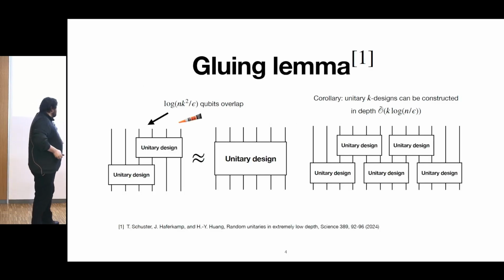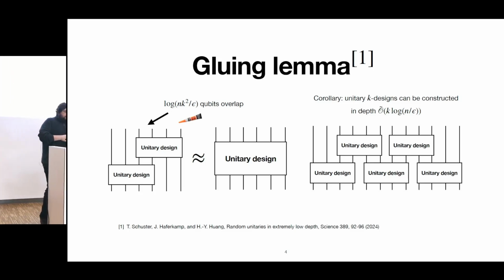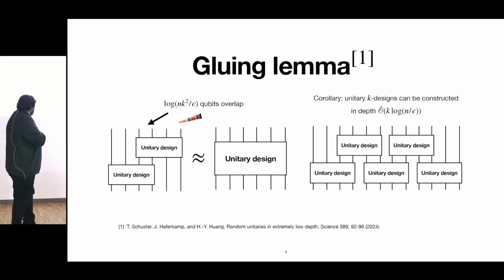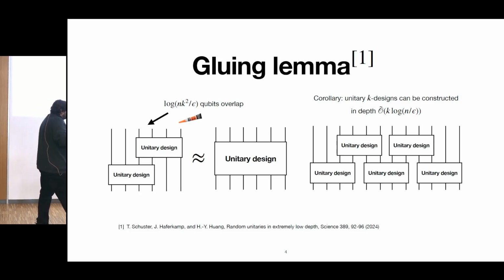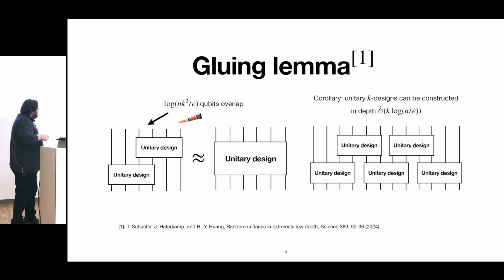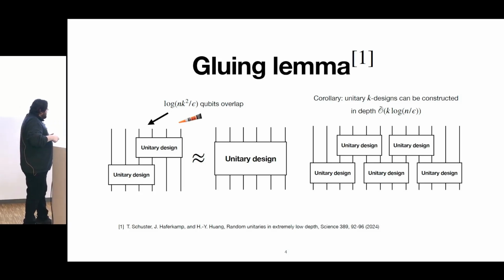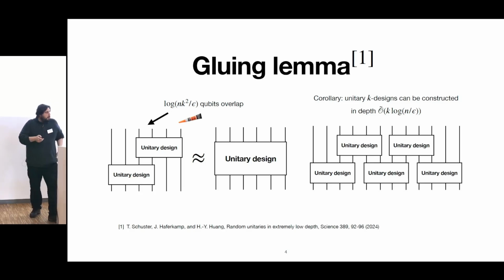And then came this gluing lemma, which was presented in the first talk. What did this mean? Basically, it turned out that if you do a small unitary design and do a very small overlap with another unitary design, it is a unitary design over the full system, and then you could glue these shorter unitary designs together into bigger unitary designs, and then the depth was log n.